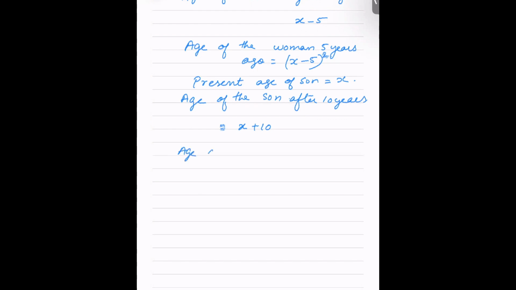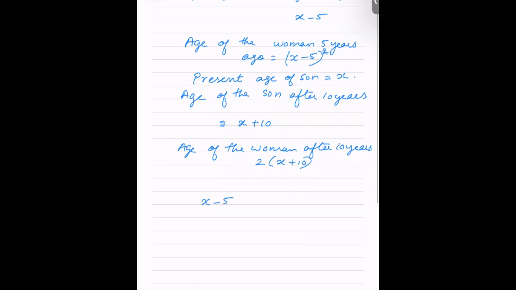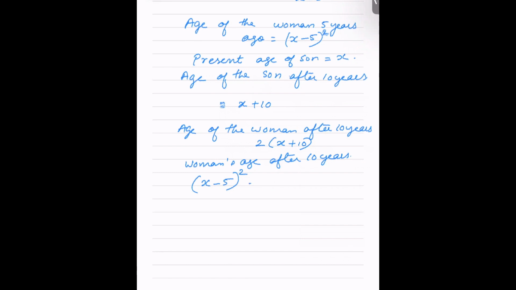What is the age of the woman after 10 years? That's going to be x minus 5 the whole square plus 15, because from that time, 15 years will pass. When I'm talking about after 10 years, it is plus 15 that you will have to do. After 10 years is what we are going to equate. This is equal to 2 times x plus 10.